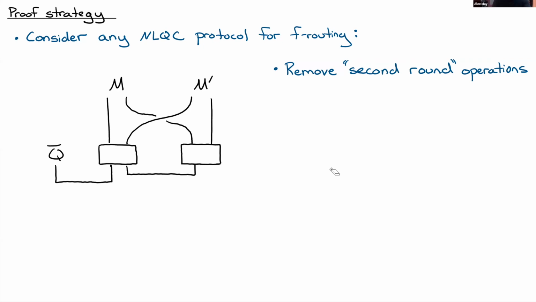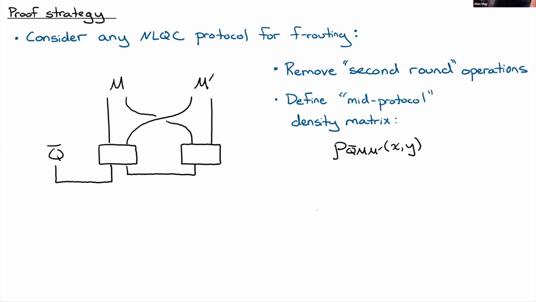And then I'm going to label the systems that end up on the left as M and the systems that end up on the right as M prime. We will focus our attention on the density matrix on those systems, which I'll call rho. You can observe that because the first round operations, whatever I do here, or whatever I do here, depend on x and y, this density matrix rho on Q bar M prime in general depends on x and y.